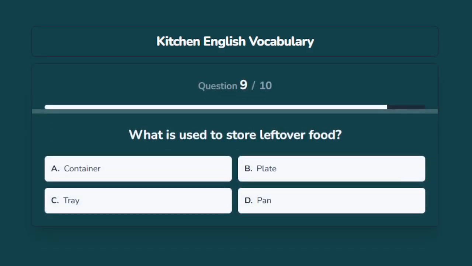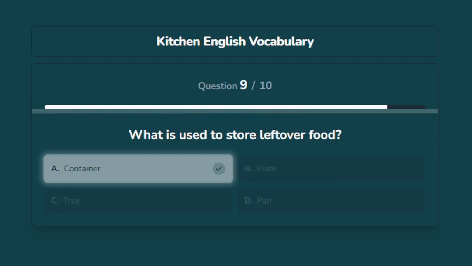What is used to store leftover food? Options are A. Container, B. Plate, C. Tray, D. Pan. The correct answer is container.